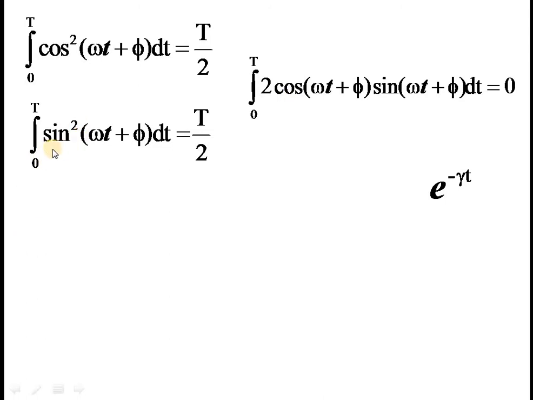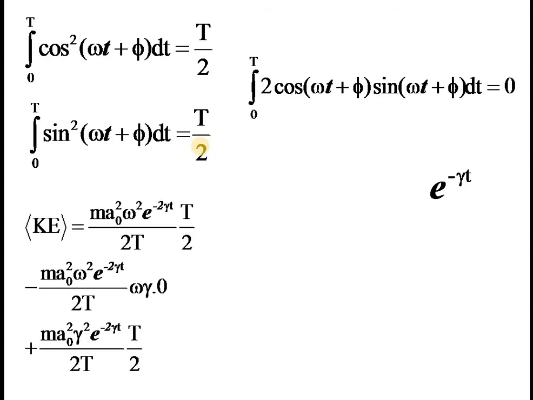Take the third term also. Here it is sin squared, so that means we will get (1 minus cos 2 theta) by 2. When you integrate that, you will get T by 2. These are all previously done, so I am not repeating it. Here let us substitute these values now.